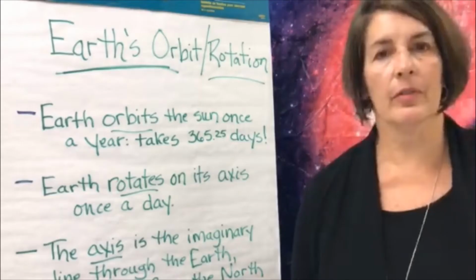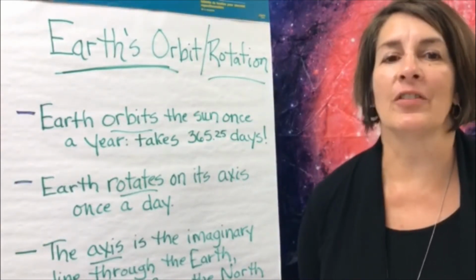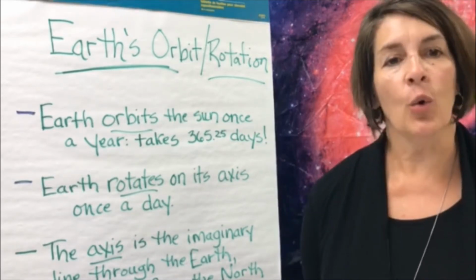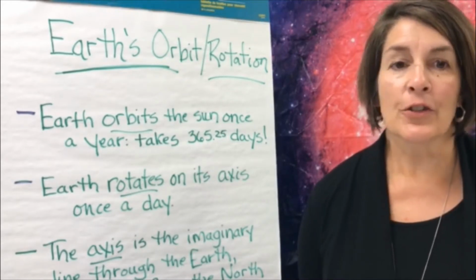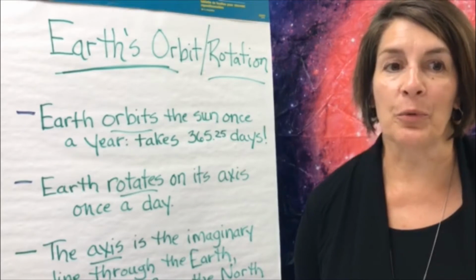Today's lesson will focus on the motions of the Earth, the Moon, and the Sun. Our solar system is made up of the Sun, 8 planets, and their moons. The planets all orbit around the Sun and moons orbit around a planet. For today's lesson, I want you to remember that the Earth is always moving.